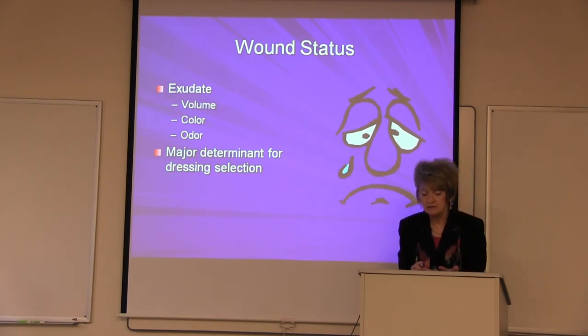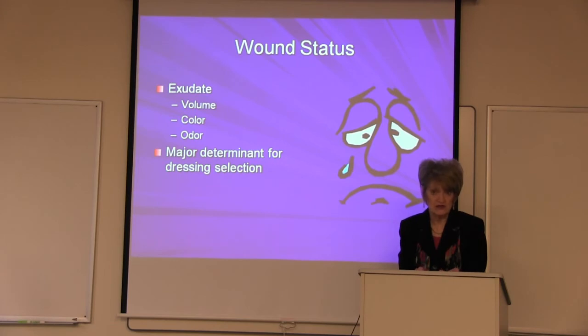So you estimate volume. You want to describe both color and clarity. So is it serous, clear yellow? Is it purulent, kind of a thick yellow-white? Is there odor? Exudate, of course, is important because if you have increasing volumes of exudate, if you have very malodorous exudate, if you have very purulent exudate, all of those can be indicators of infection.